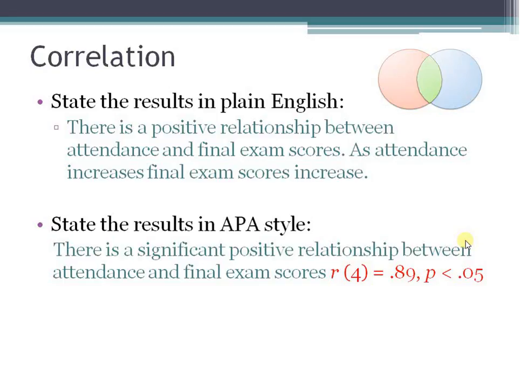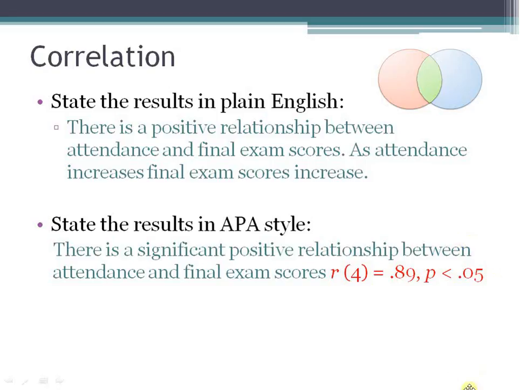When we have a correlation, we state the results in plain English. We say there is a relationship between X and Y. And then we also specify what that relationship looks like. As X goes up, Y also goes up. Or as X goes down, Y also goes down. Okay? As X goes up, Y goes down, right? These are the different ways we can talk about this.